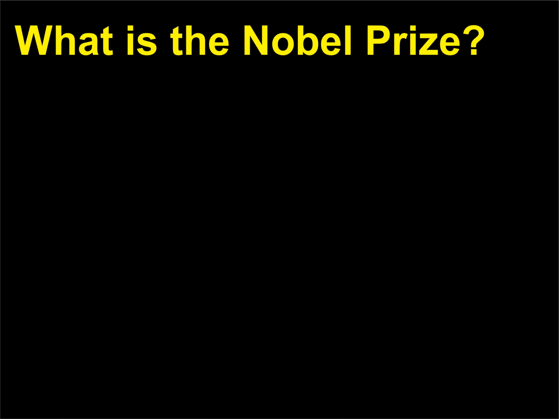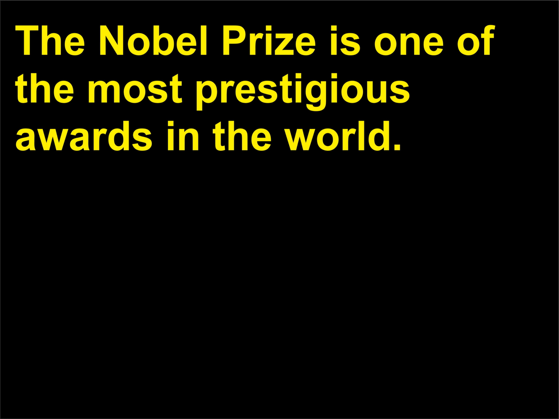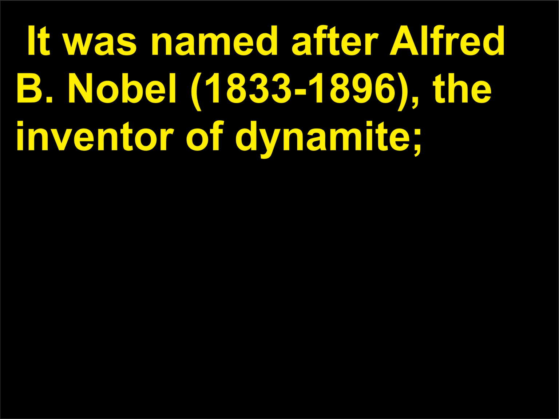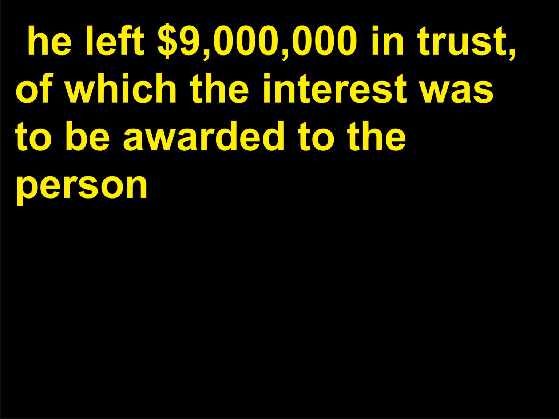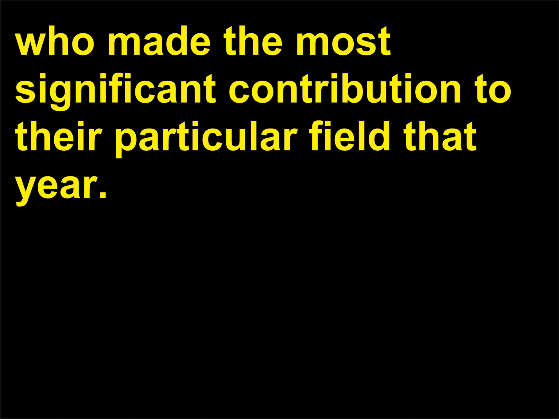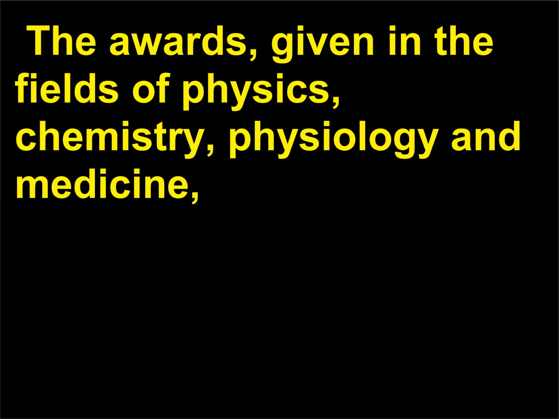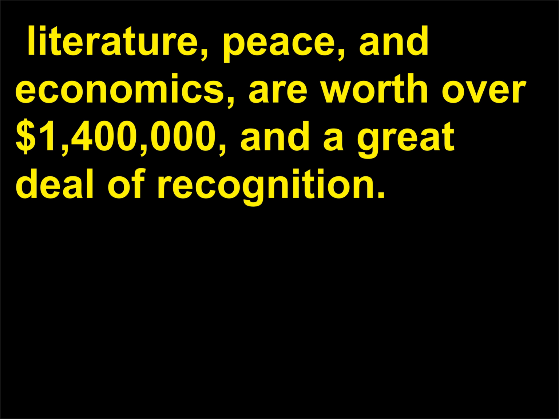What is the Nobel Prize? The Nobel Prize is one of the most prestigious awards in the world. It was named after Alfred B. Nobel, 1833 to 1896, the inventor of dynamite. He left $9 million in trust, of which the interest was to be awarded to the person who made the most significant contribution to their particular field that year. The awards, given in the fields of physics, chemistry, physiology and medicine, literature, peace, and economics, are worth over $1,400,000, and a great deal of recognition.